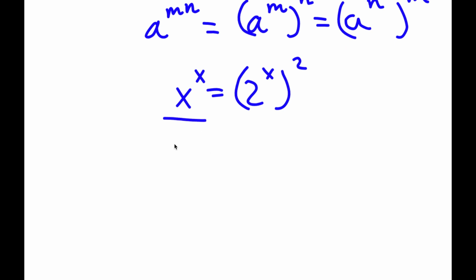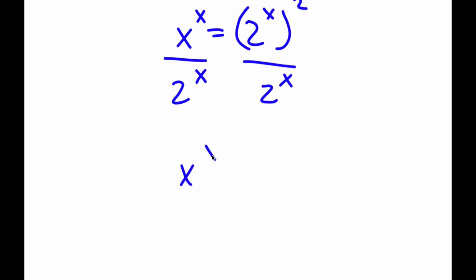Now, if I divide both sides by 2 to the power of x, I get x to the power of x over 2 to the power of x is equal to 2 to the power of x, because 2 to the power of 2x divided by 2 to the power of x is just 2 to the power of x.